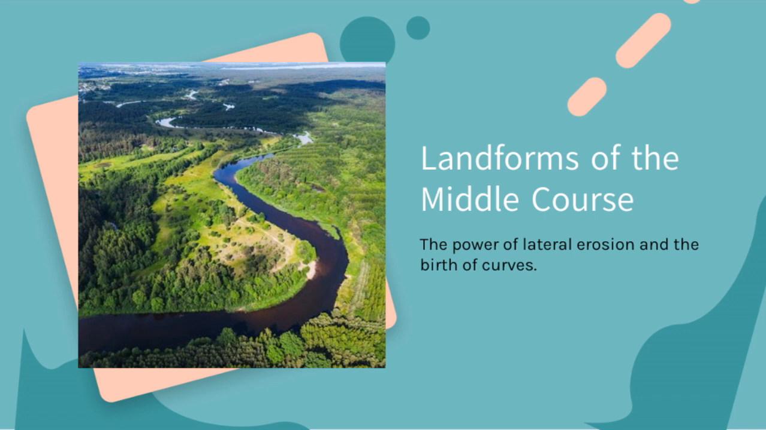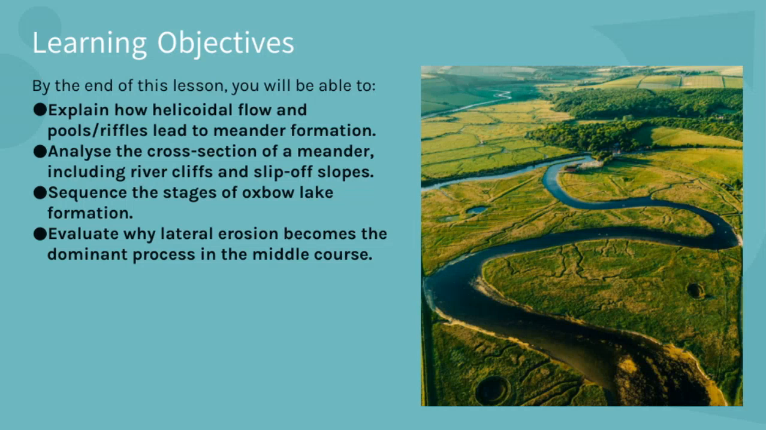Today we are going to look at why rivers bend, how meanders form, what happens on the inside and outside of a bend, and how oxbow lakes are created when a meander is cut off. The big question for today is, why does a river in the middle course start to curve and shift across the valley floor? Let's begin with the learning objectives.